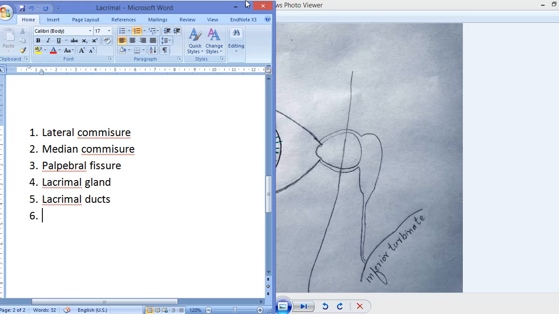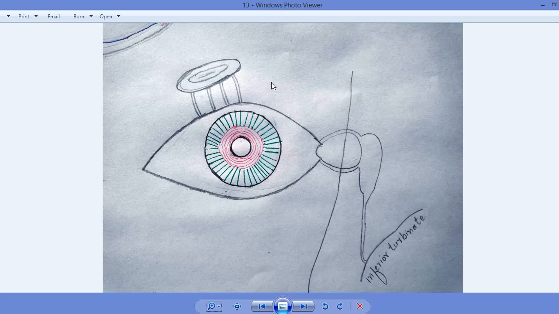Lacrimal ducts may be up to 30 in number, that connect the lacrimal gland with the eye, and that is responsible for the passage of lacrimal fluid from the lacrimal gland to the eye. So the lacrimal fluid is produced inside this lacrimal gland and that is transferred to the eye with the help of lacrimal duct.